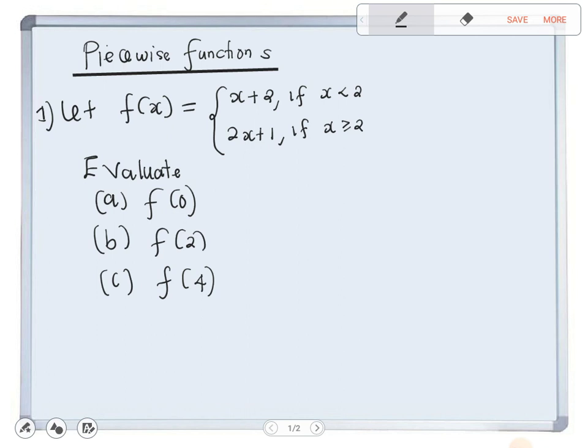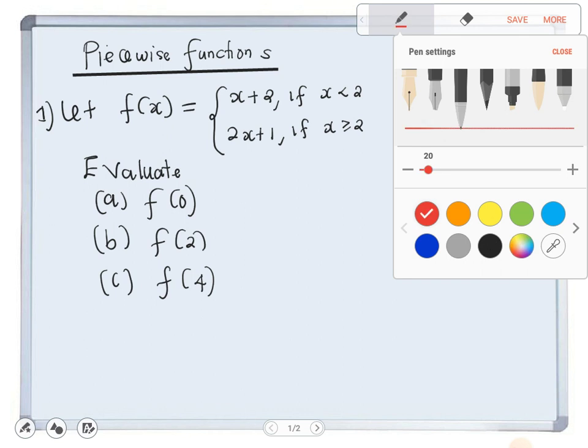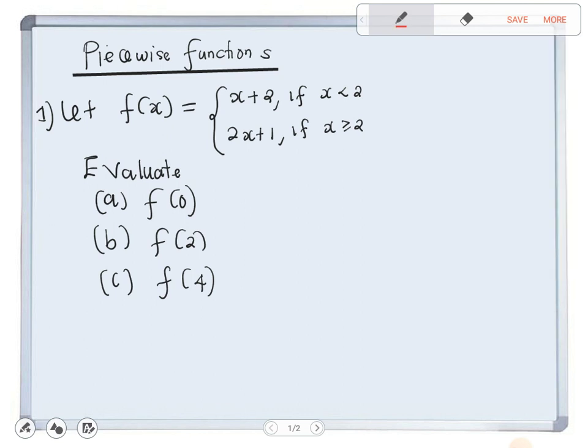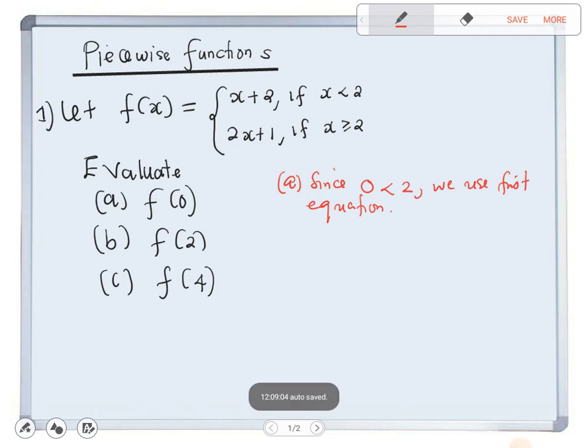So what we are going to do here is this. It's quite simple. You don't even have to stress a lot. Okay, so for a, since 0 is less than 2, we are going to use the first equation. That is, we are going to evaluate f of 0 using that equation. So we are saying f of 0 is equal to 0 plus 2, which is equal to 2.